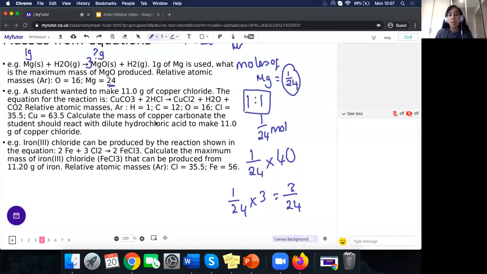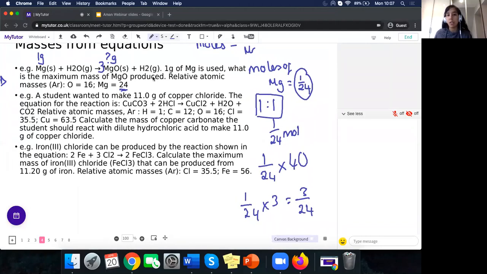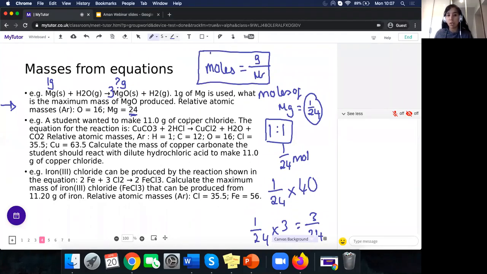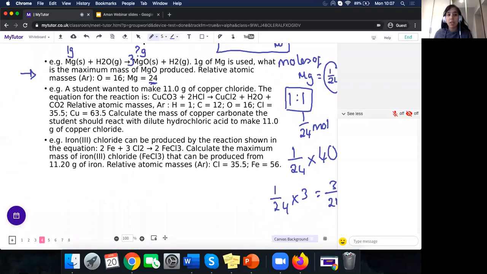In the higher tier paper, this would be found maybe towards the beginning or middle. In the foundation tier papers, it would be found nearer the end. But we all need to know how to do these using the equation moles equals mass over the molecular mass. Remember, this is a key equation. If you can remember this one, it will mean that you can do lots of different questions. Okay, so let's do the second one.